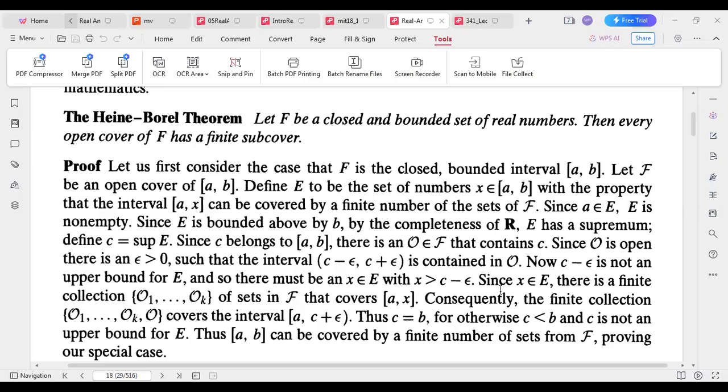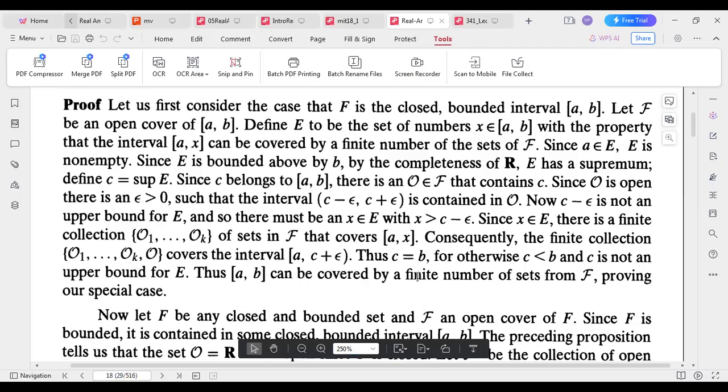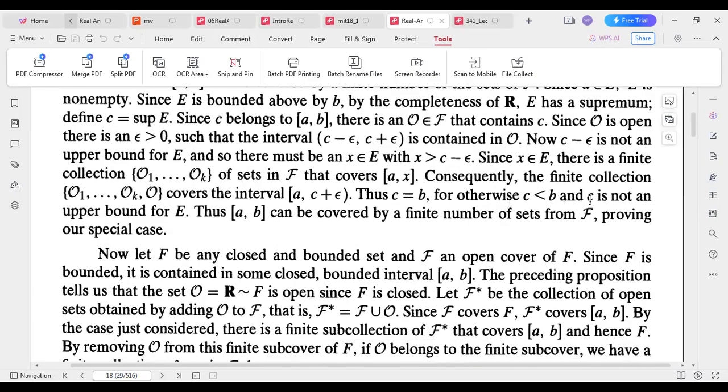Now c minus epsilon is not an upper bound for E, so there must be an x belonging to E with x greater than c minus epsilon. Since x belongs to E, there is a finite collection O1, O2, ..., Ok of sets in curly F that covers x. Consequently, a finite collection O1, O2, ..., Ok, O covers the interval [a, c plus epsilon]. Thus c equals b, for otherwise c less than b, and c is not an upper bound for E. Thus, the closed interval can be covered by a finite number of sets from curly F, proving our special case.